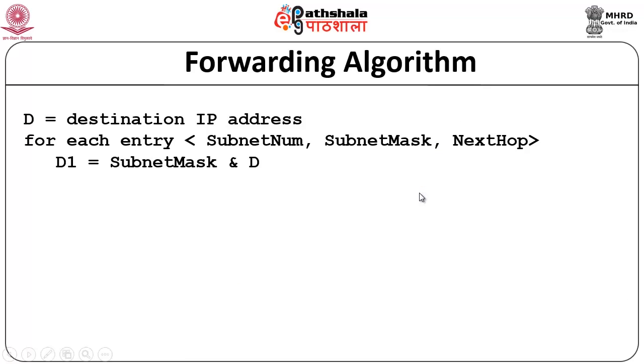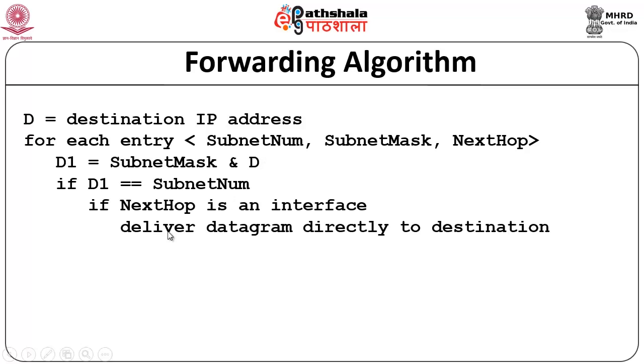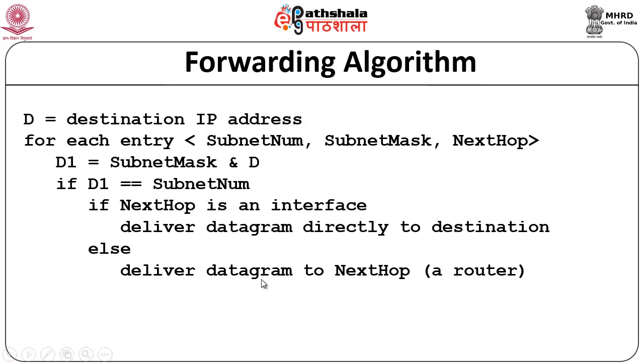Okay. So now if you look at the forwarding algorithm with this in place, you will see that pretty much whatever we talked about now is what will be done as part of the forwarding algorithm. If D is the destination IP address, what do we do? For each entry, you do an operation of ANDing the subnet mask with the destination address. So for each entry, which corresponds to a subnet mask, subnet number and the next hop, you calculate a D1, which is the subnet mask ANDed with D, the bitwise AND operation. Now if D1 is equal to the subnet number, and if the next hop is an interface, then you deliver directly to that destination. Else you deliver the datagram to the next hop, which could be a router. So this is basically what will happen.